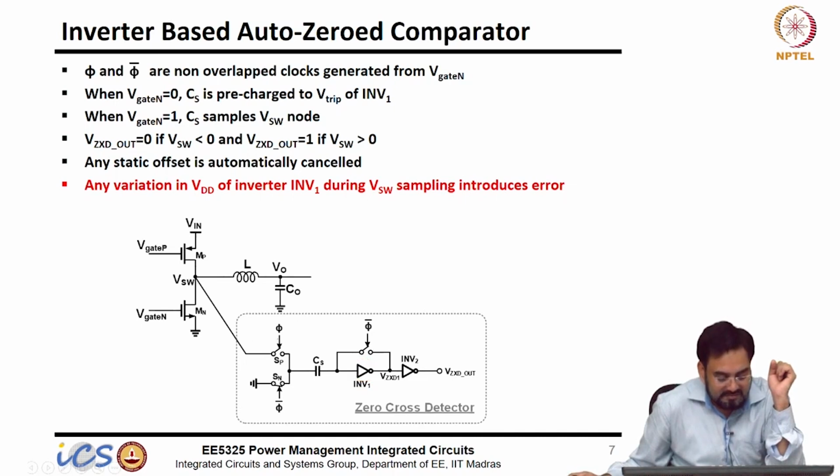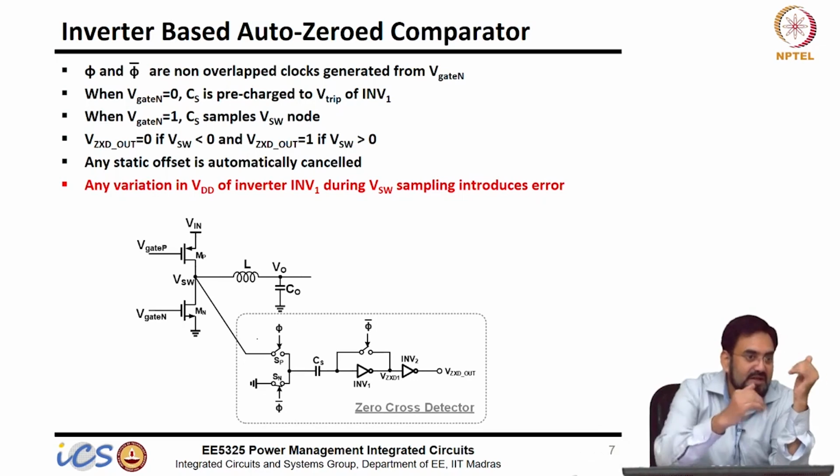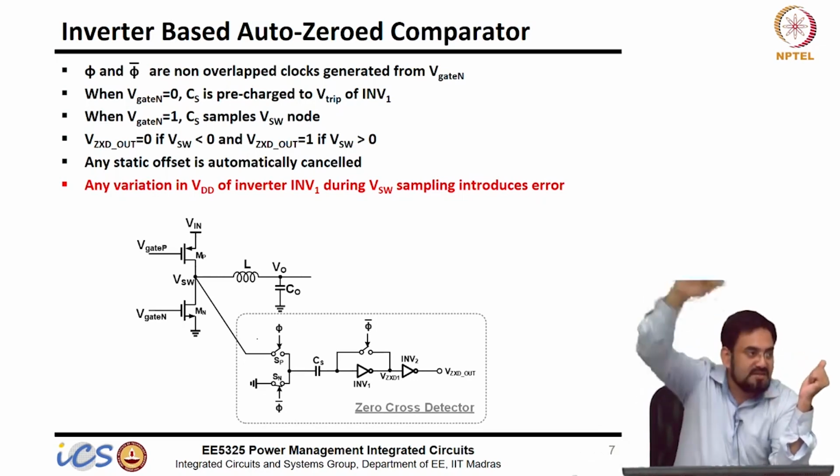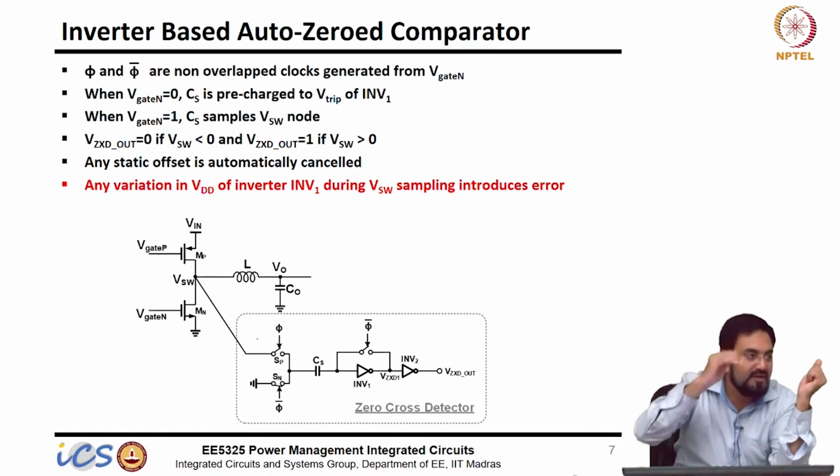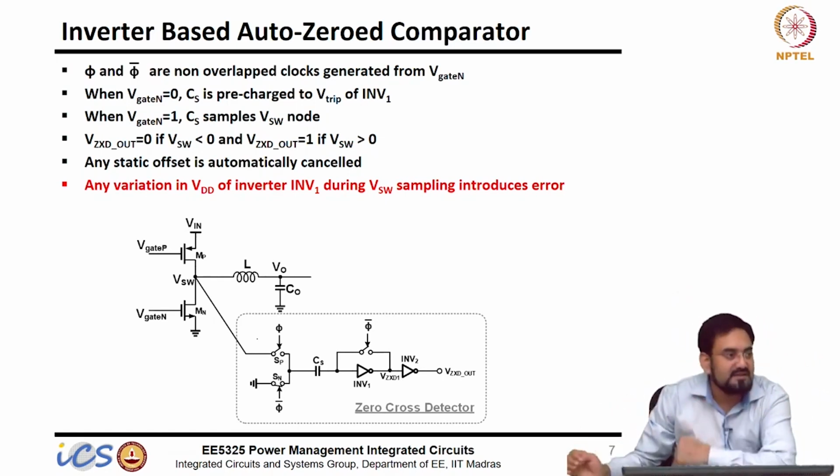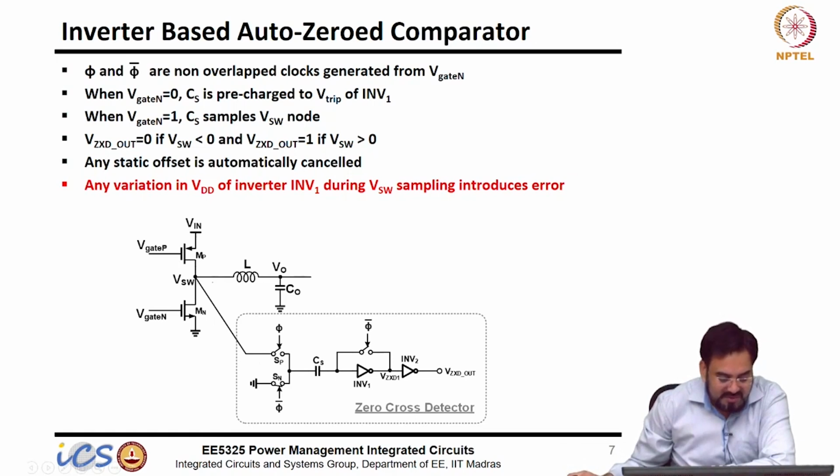Now during phi, you turn on this switch and you start sampling VSW. If VSW is negative, which will be the usual case when you start, because the 0 current will happen after some time, since your current is charged during on time and during off time it has to discharge, take some time and then cross 0. So it will start negative, and the other plate of the capacitor will be at trip point plus your input, which is negative here. So this will be below trip point.